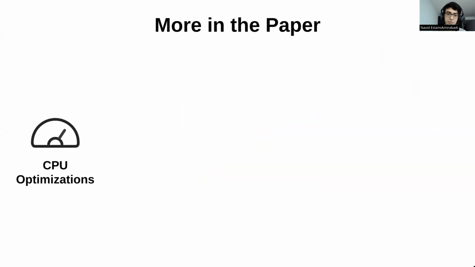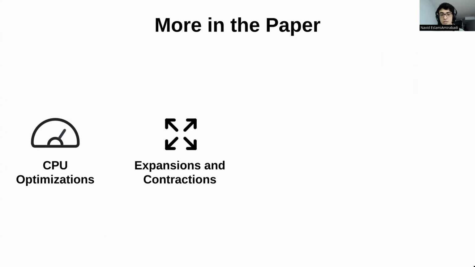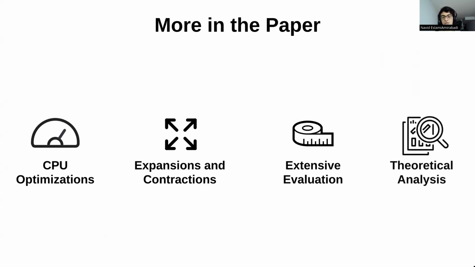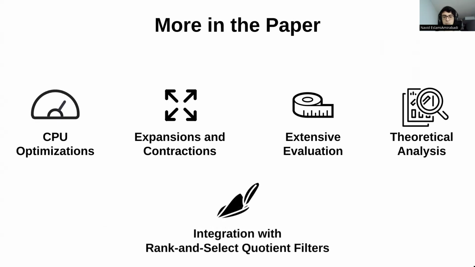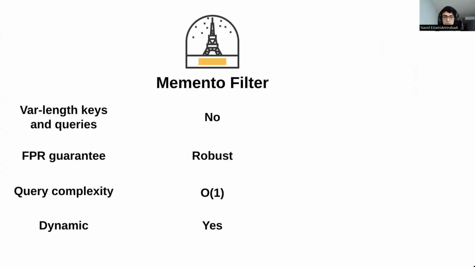In the paper, we also talk about CPU optimizations that we apply to Memento filter to improve its speed. We also explain how expansions and contractions are implemented. We do an extensive evaluation of Memento filter against all of the other baselines in various different scenarios. And we do a thorough theoretical analysis full with proofs. We also integrate Memento filter with rank and select quotient filters to illustrate how these ideas can be applied to other data structures. So in summary, we designed Memento filter, which was the first range filter to provide a robust false positive rate guarantee, a constant query time, and dynamic operations.